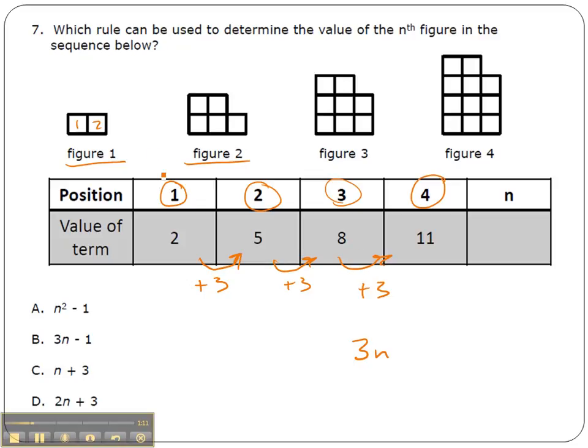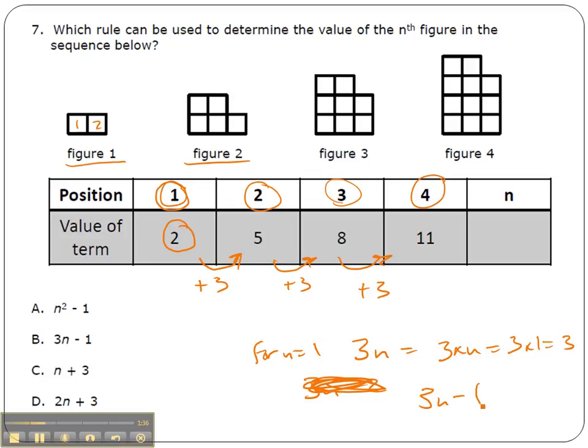Then we look at n equals 1. For n equals 1, 3n would equal 3 times n, or 3 times 1, which is 3. But our term isn't 3 when n equals 1, it's 2. So how do I have to change our rule 3n to get 2? We have to subtract 1. 3 minus 1 would be 2. So 3n minus 1. And that corresponds to answer choice B, but let's check it just to make sure.